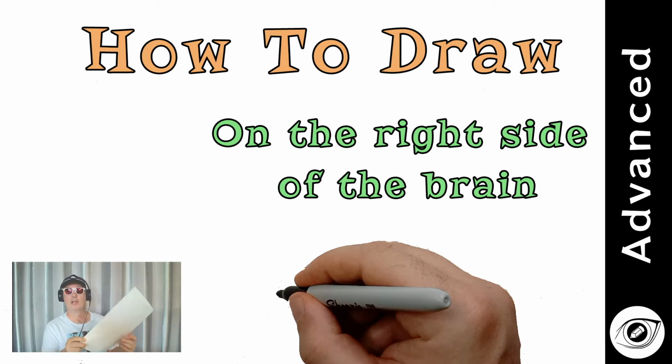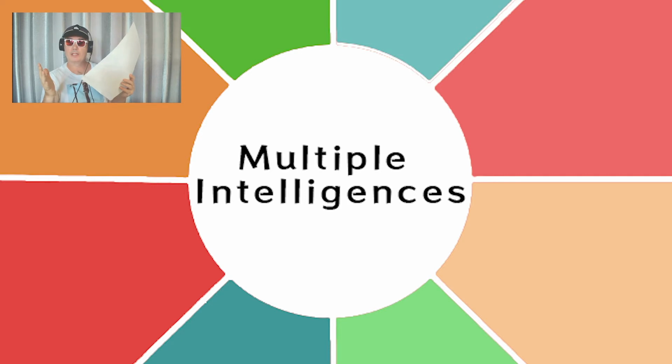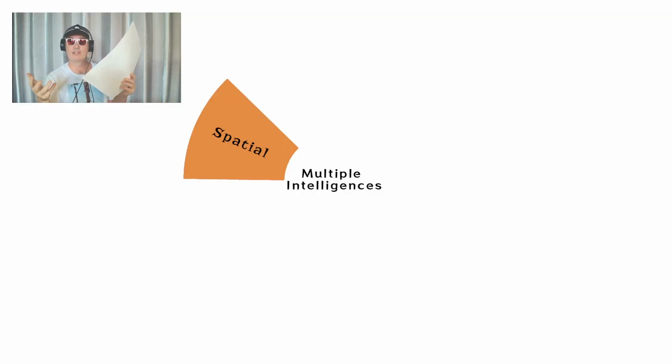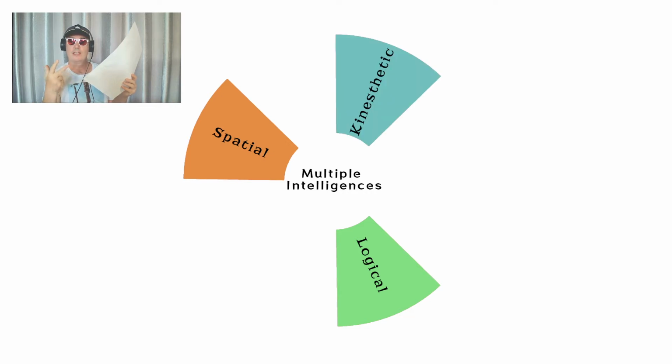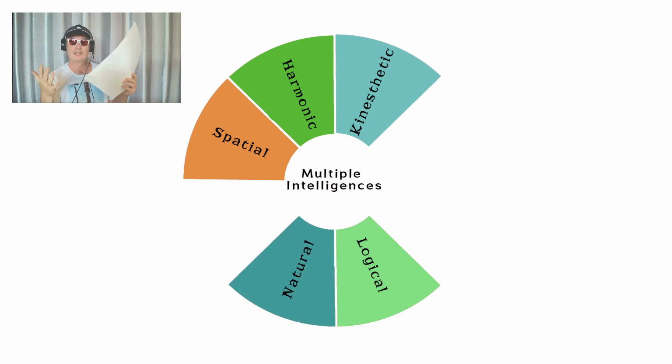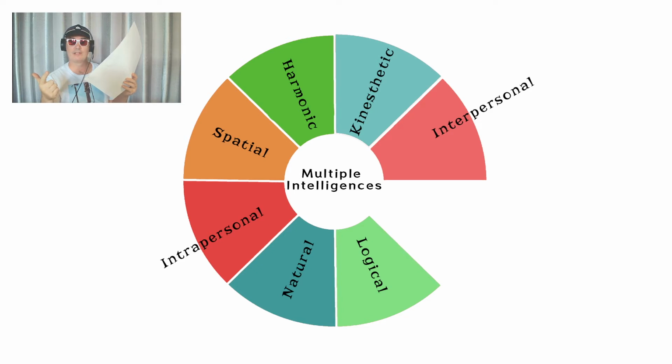Now, from the big picture, our brain consists of 8 main intelligences. Quickly, these are spatial intelligence, what we're learning about today. Then there's logical intelligence, kinesthetic intelligence, harmonic intelligence, natural intelligence, interpersonal intelligence, intrapersonal intelligence, and most important, linguistic intelligence, the intelligence of talking.